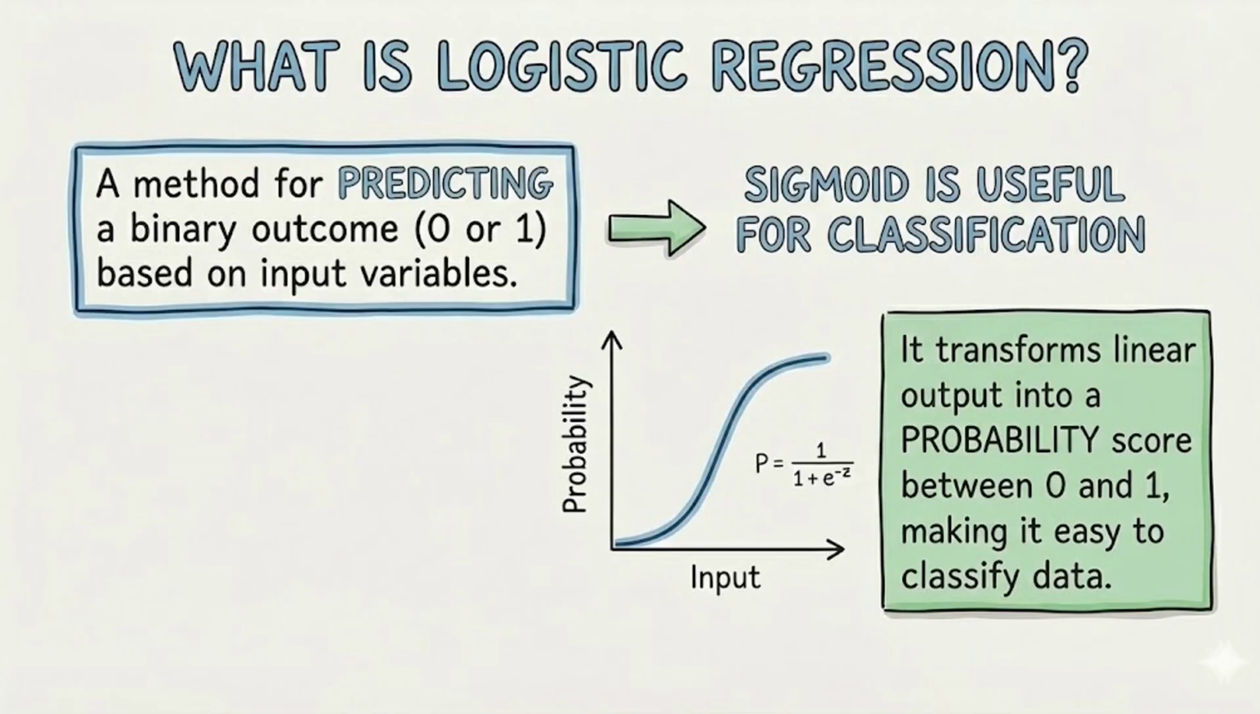Because here we are trying to classify, right? So this function which we see on the screen transforms linear output into a probability between 0 and 1. So whatever task you have in hand to classify, you require a probability between 0 and 1, and this function helps in that task. This makes it very easy for us to classify data into distinct categories.